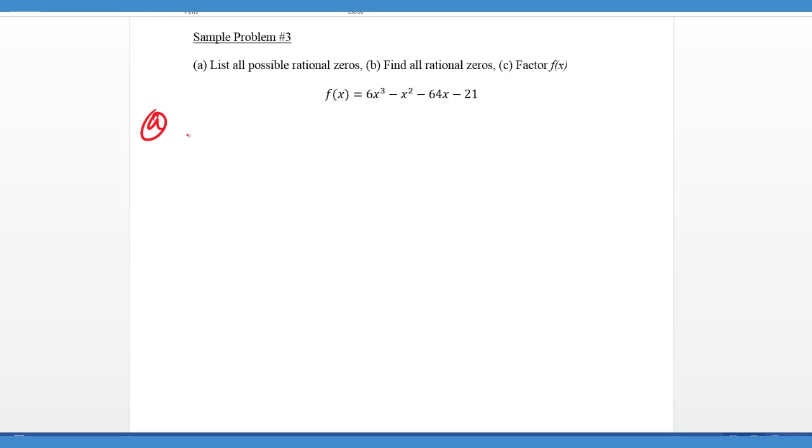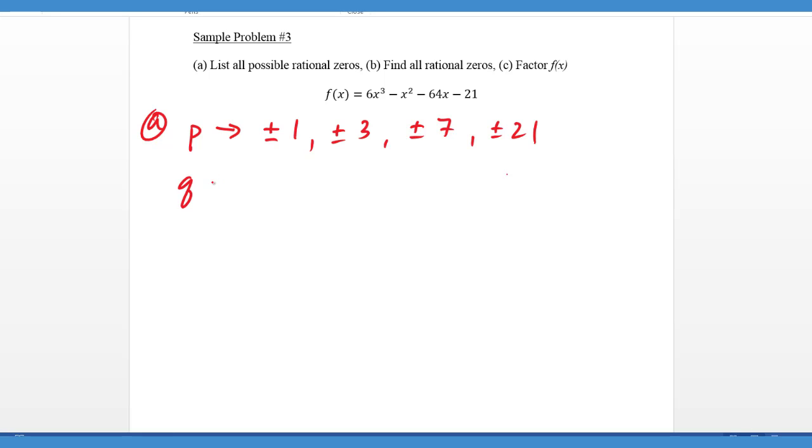I'll just do it in parts. We'll start with our p-values. Our p-values will be all of the factors of 21. So we have to remember our plus and our minus factors. So we have 1, 3 and 7, and then of course 21. So we could have positives and negatives of all those.